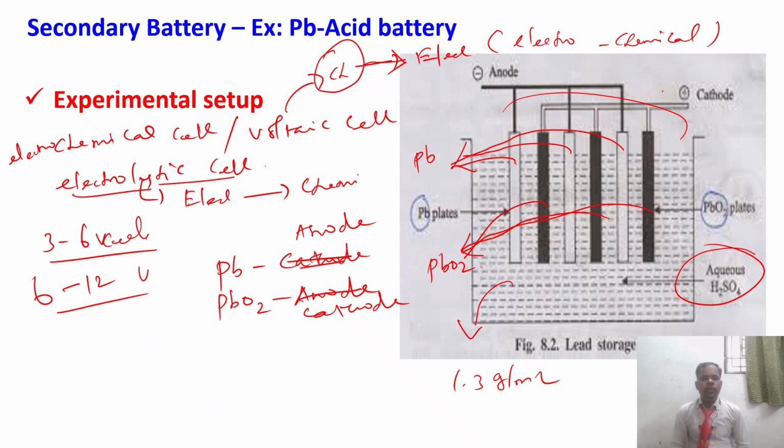Now we have to move to the cell reaction for the lead acid battery. Before that, we should write the cell representation. What is cell representation?